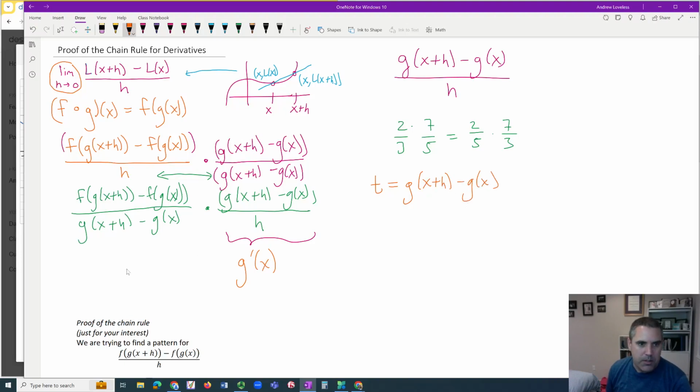Okay, so let's make the bottom of this thing just t. And I'm not actually doing anything, I'm just reordering it to make it look more familiar. Okay, and I have negative f of g of x. And what can I say about this other thing? Well, this other thing right here is equal to g of x.